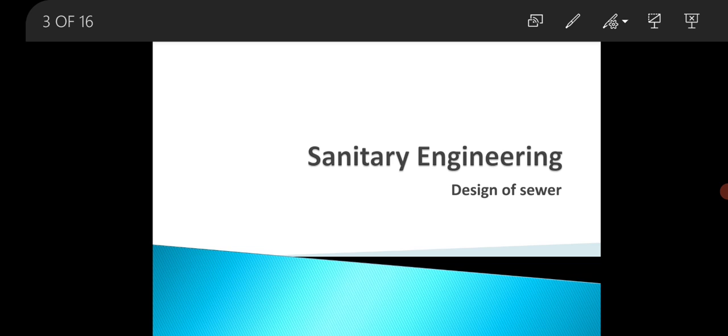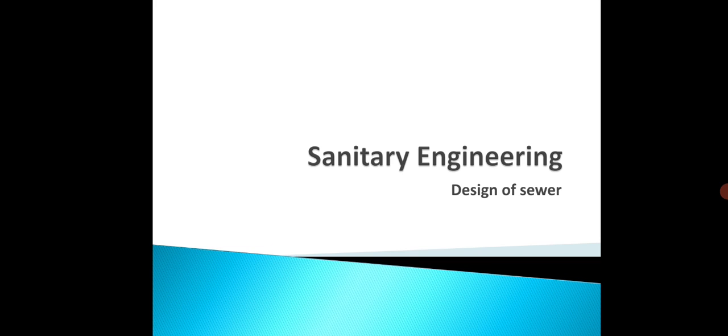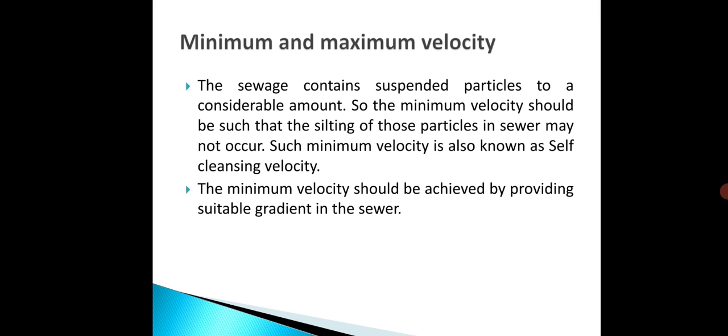During design of a sewer, the minimum and maximum velocity of flow of sewage should be considered, and it should be maintained by providing a suitable gradient so that the conditions of non-silting and non-scouring may be achieved. So let us discuss the minimum and maximum velocity of flow.